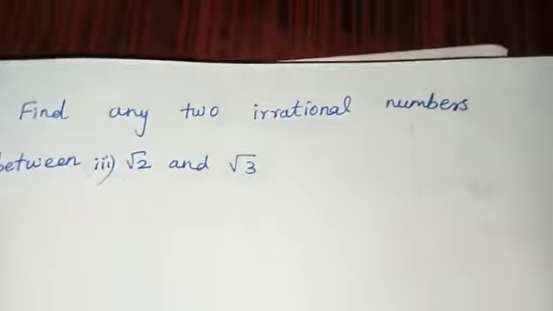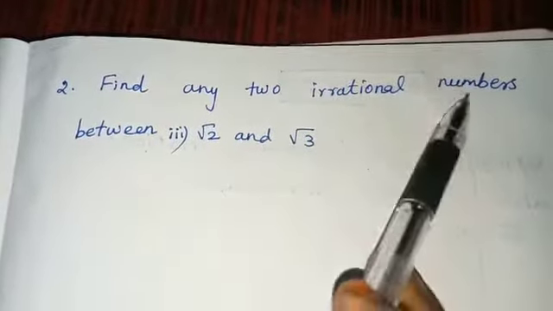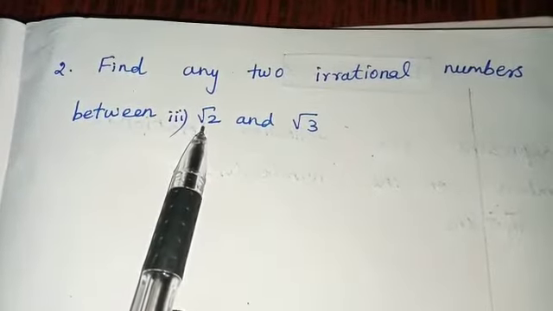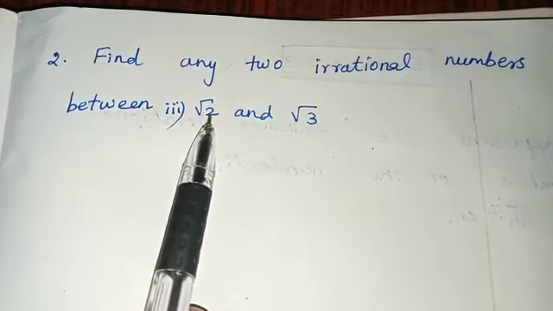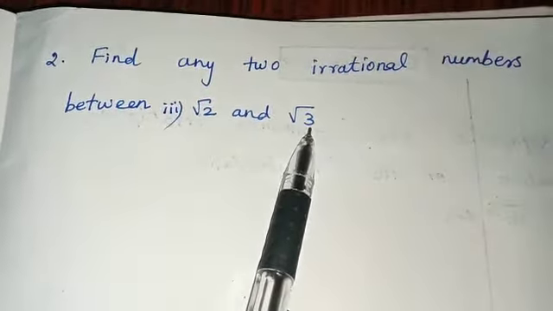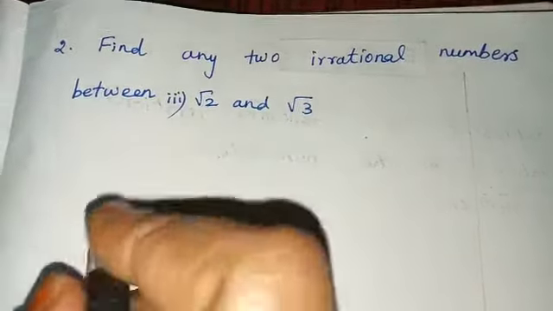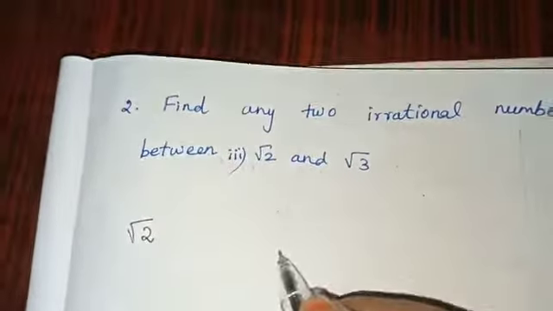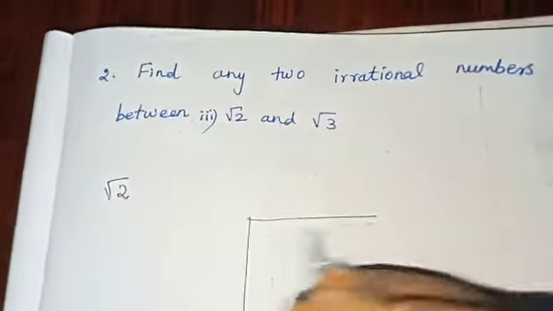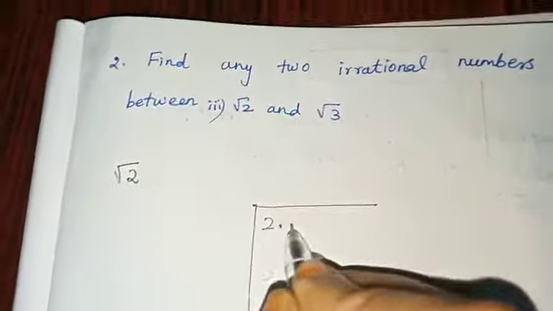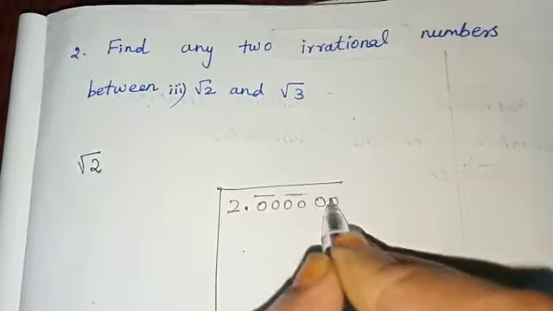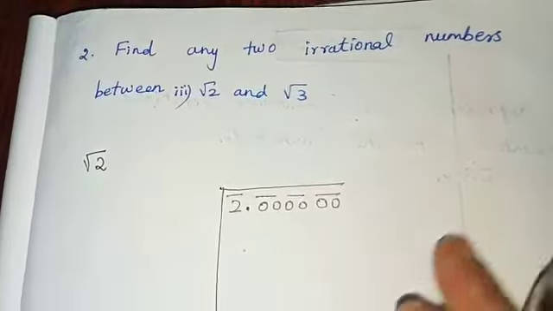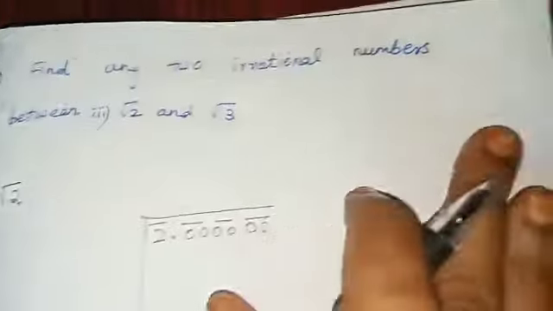Next, second question. Find any two irrational numbers between square root of 2 and square root of 3. So we first find square root of 2 and square root of 3 by using the long division method. First we find square root of 2. So, 2, I add 3 pairs of zeros. Work out the calculations in the rough column.